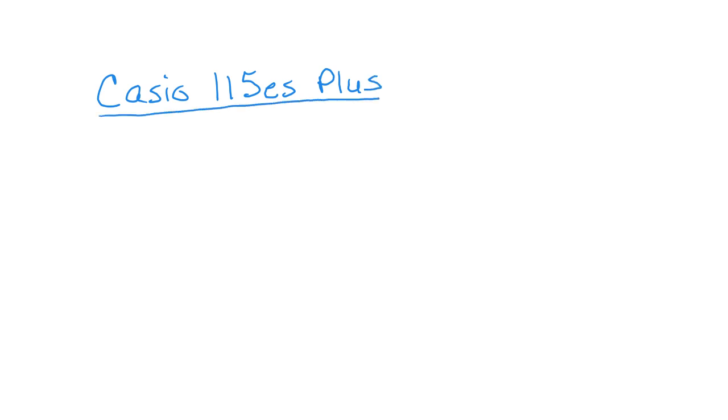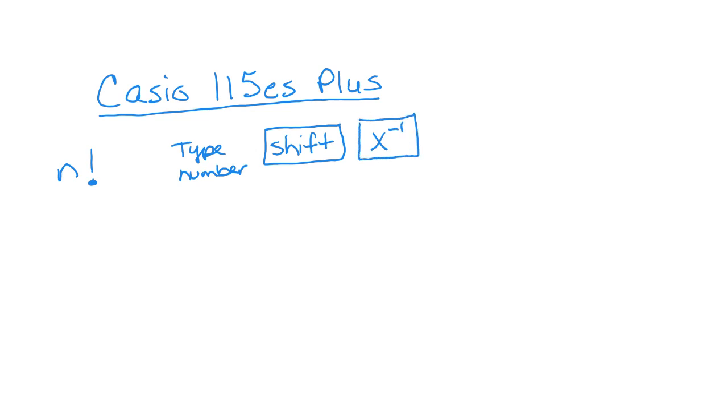For this last slide, I'm just going to go over a little bit of information about the calculator. For this class, we're using the Casio fx-115ES Plus. If we're looking for the factorial, the one with the exclamation point, you type in your number first, then hit the shift button, and then press the x to the negative 1, and then press equal to execute.